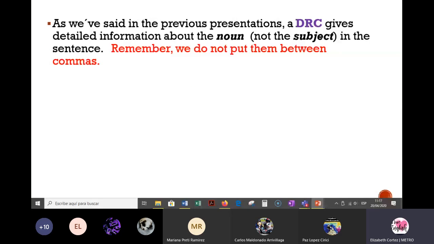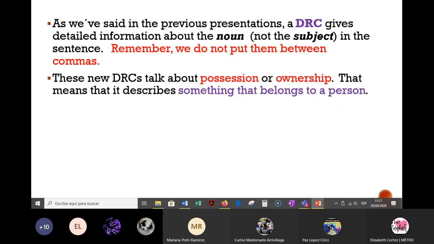All right, so now let's talk about today's topic. As we've said before in the previous presentation, a DRC gives important information about the noun, not the subject in the sentence. Remember that we do not put them between commas. That was another mistake I saw in your last quiz, using commas. We don't use commas in DRCs. When we see the last topic of grammar for this period, you will see why commas are so important. In these kinds of sentences with DRCs, we don't use commas.